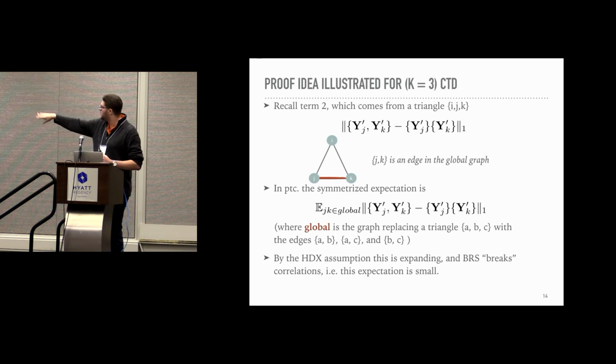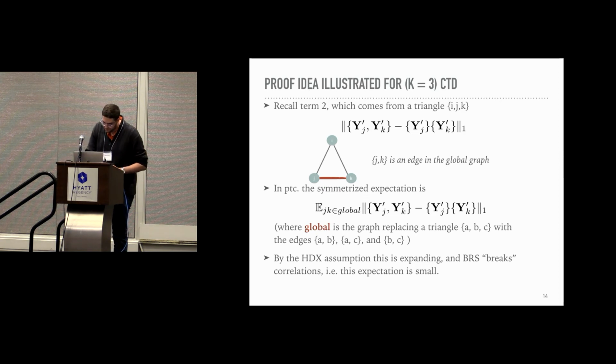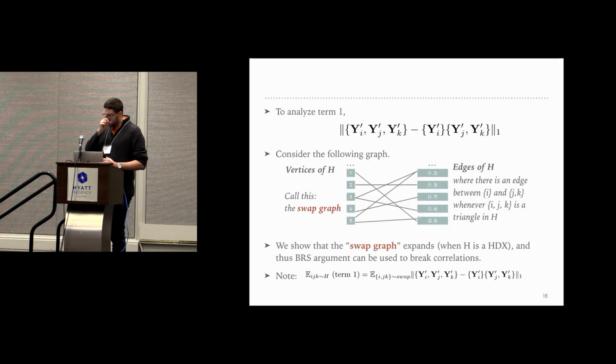So if you take an average after a little symmetrizing, the contribution of that term is going to be just an average over the edges of the global graph. And by the argument of BRS, this is going to be small. Okay? So I need the assumption of BRS, and I need the assumption of high-dimensional expansion to argue that the resulting graph is going to be an expander graph. Okay. So what about the other term?